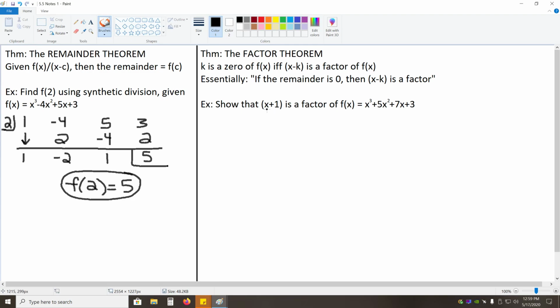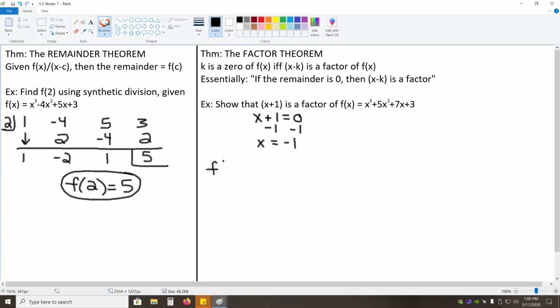So we want to show that x plus 1 is a factor of f of x equals x cubed plus 5x squared plus 7x plus 3. And how could we do this? Well, we can go ahead and use the remainder theorem, which also implies the factor theorem. We'll take this x plus 1 and set it equal to 0 and solve for x, similar to when we would use synthetic division, which gives us x equals negative 1. And now we could either use this value with synthetic division, or, like the remainder theorem said, we could just plug its value into the function and get the same result. Either way will do the same thing, so we'll go ahead and show both ways.